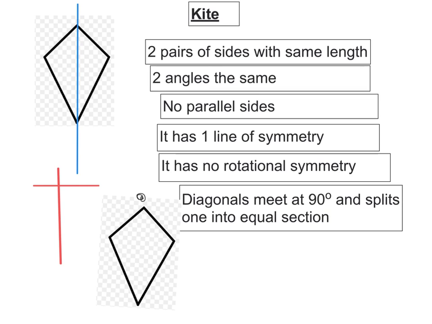Lastly, diagonals meet at 90 degrees and split one into equal sections. So let's put our diagonals on. It's one, and this diagonal goes down the middle. So what we can see is it does meet at 90 degrees. There's my 90 degrees in there. And it splits this one from left to right into equal sections, but not the one top to bottom.